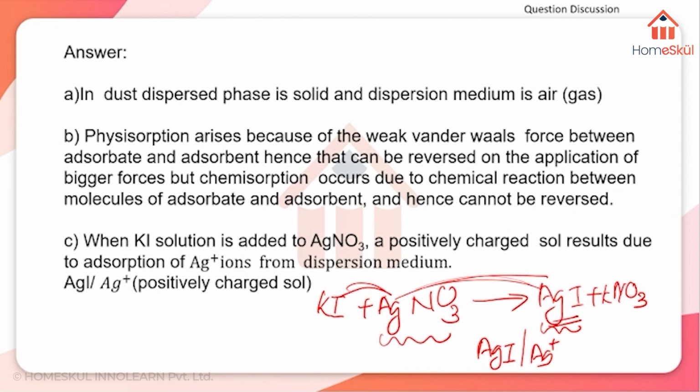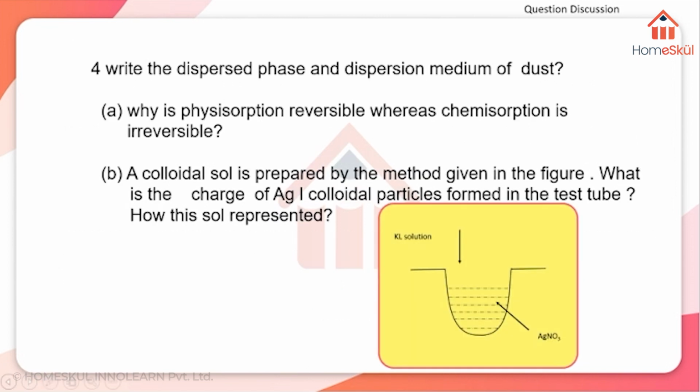When potassium iodide solution is added to silver nitrate, a positively charged sol results due to the adsorption of Ag plus ions from the dispersion medium. That's it. Now we have also a second question here.